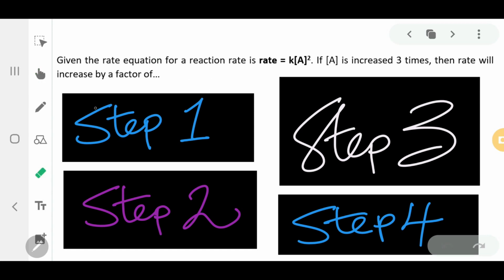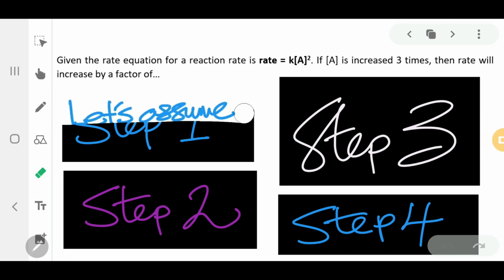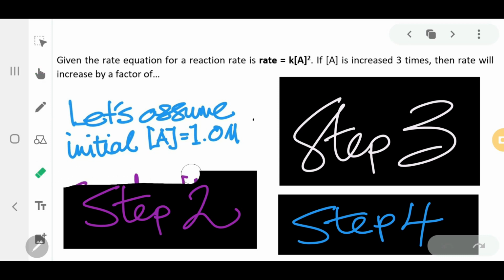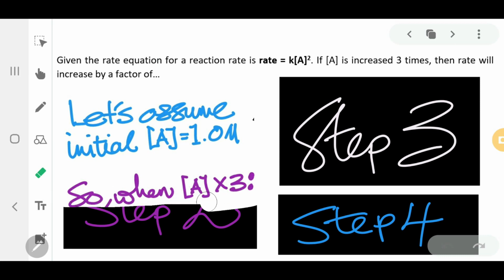Step number 1. First, you need to assume that the initial concentration will be 1.0 molar. You can use any number, you can use 2 molar, you can use 3, but I would prefer to use 1 because 1 is the most manageable number to be used. Okay? And then step 2, after you have assumed that, you need to look at what the question gives.